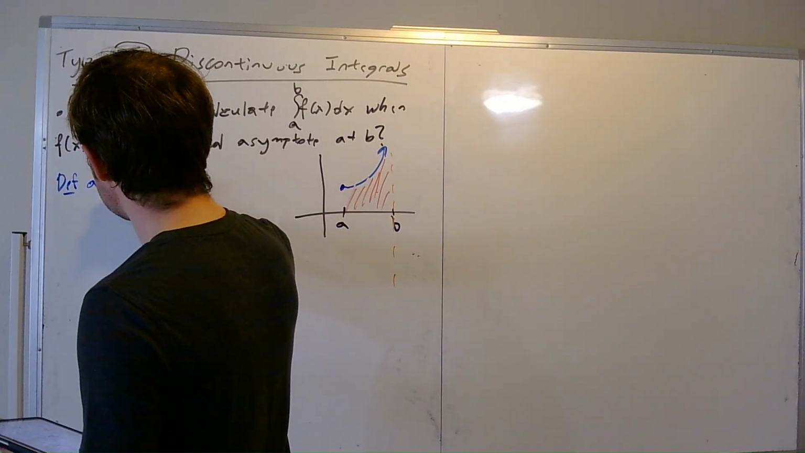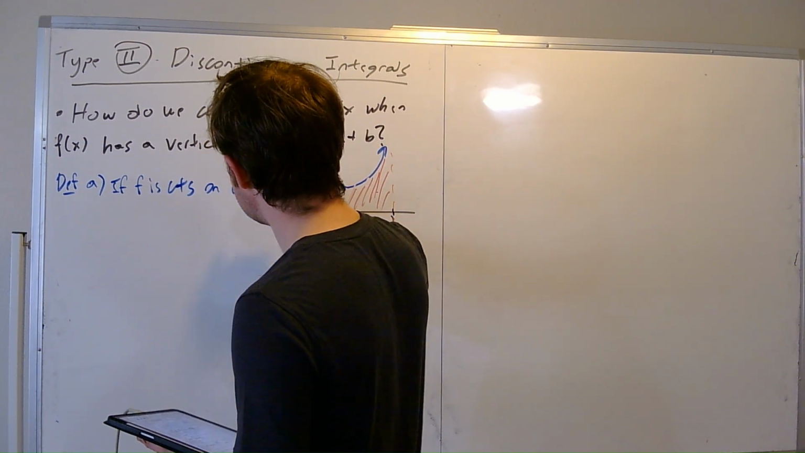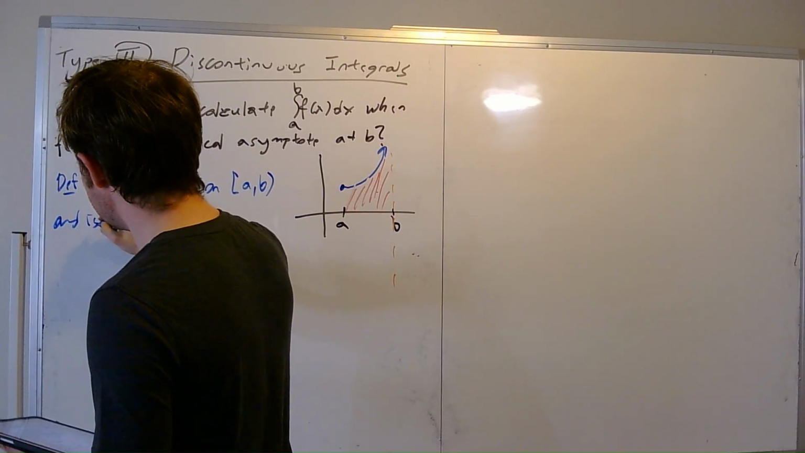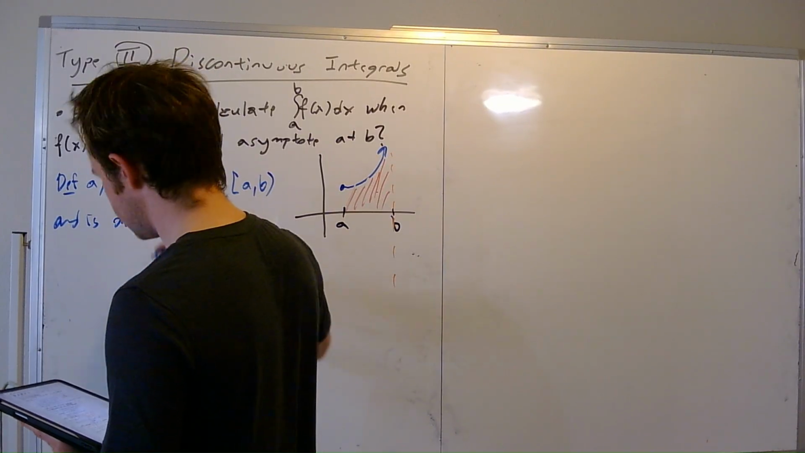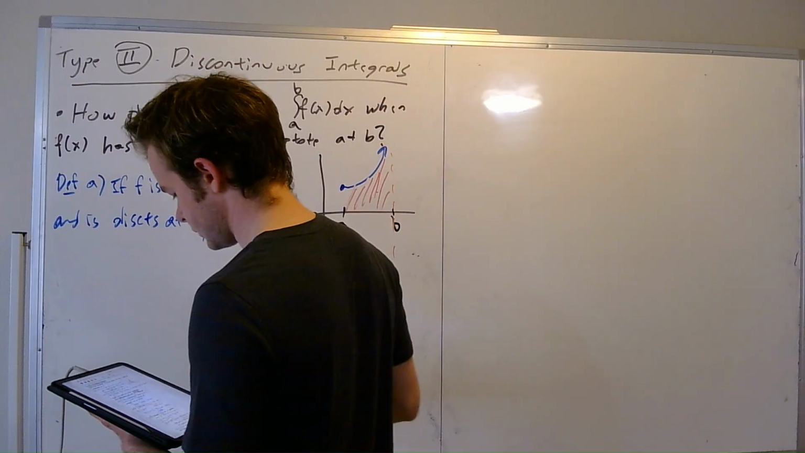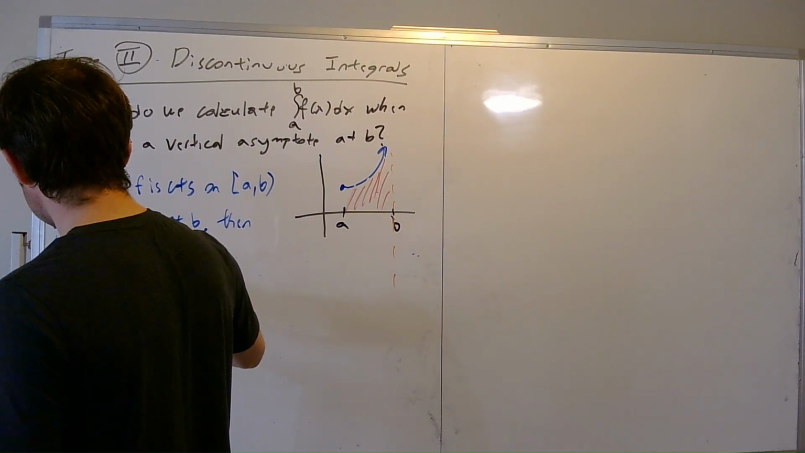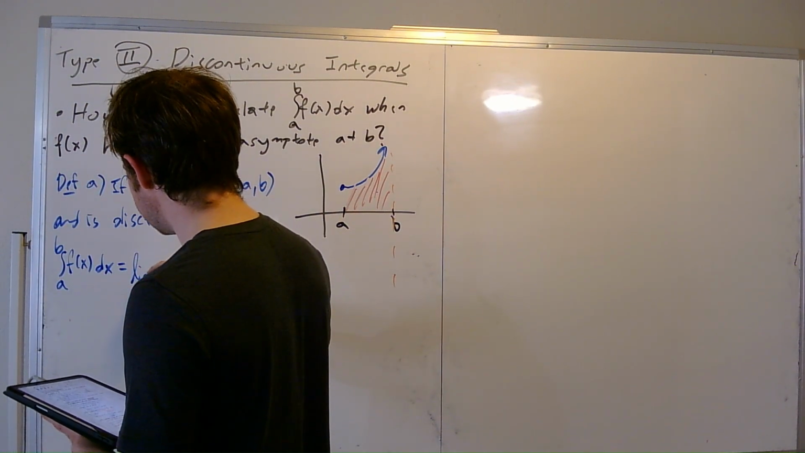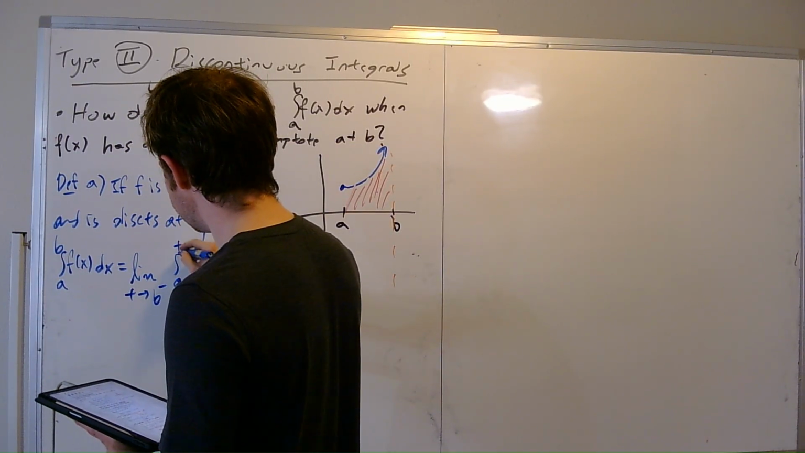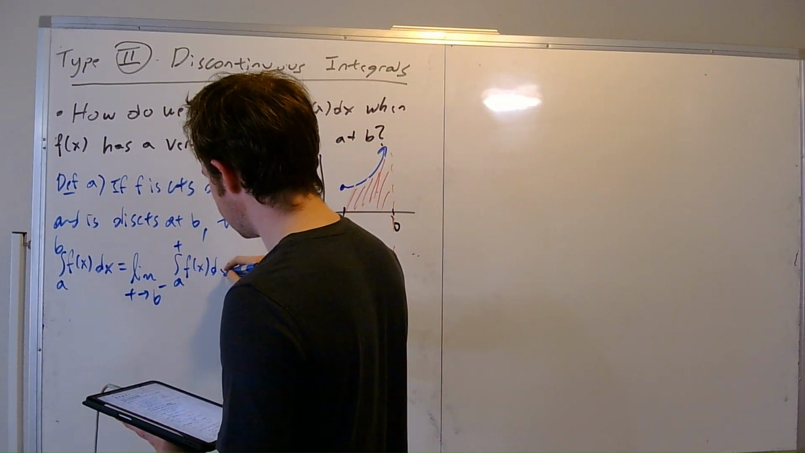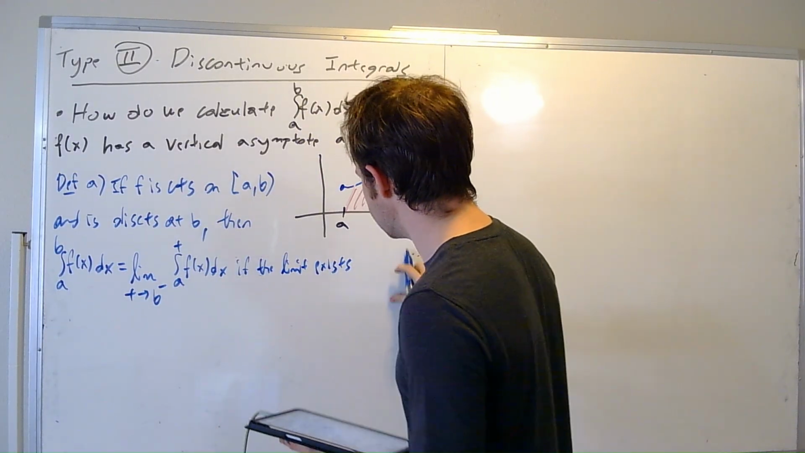So part a, if f is continuous on the interval from a to b and discontinuous at b, then the integral from a to b of f of x dx equals the limit as t goes towards b from the left of the integral from a to t of f of x dx, if the limit exists. In other words, the limit is finite.